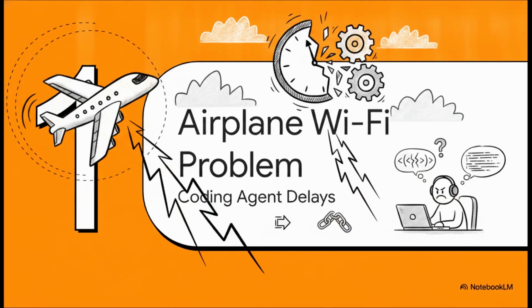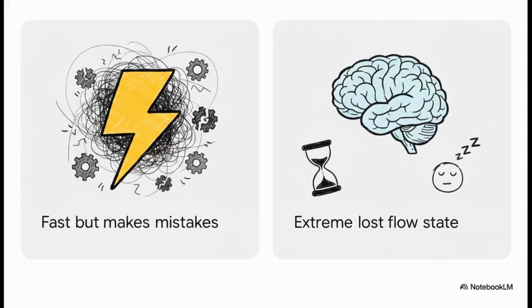Section 1. The Airplane Wi-Fi Problem. Okay, so right now, coding agents largely fall into two extremely frustrating buckets. On one side, you've got models that are blindingly fast, right? They generate tokens instantly, but they're prone to making silly mistakes or just completely missing the context of your code base. And on the flip side, you have models that are undeniably smart enough to do the work, but they leave you waiting 10 to 20 minutes to complete a single task.